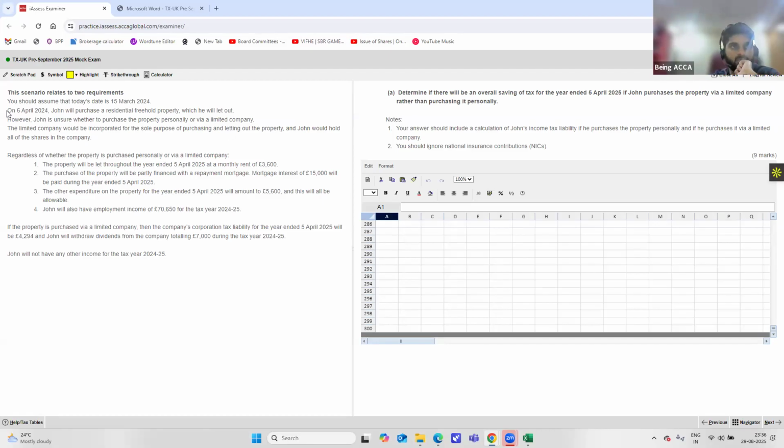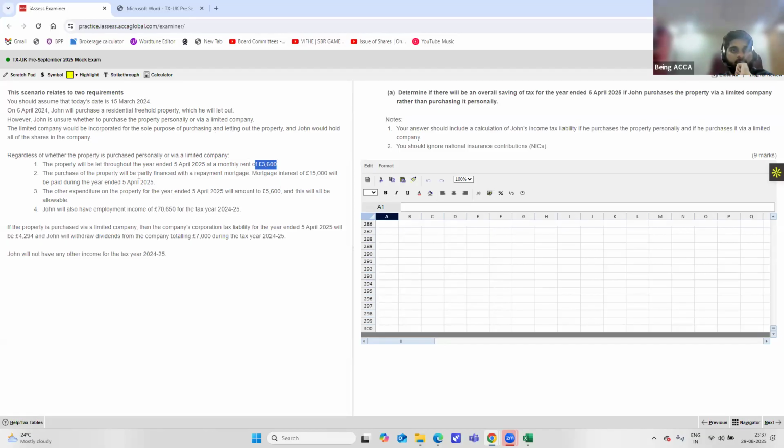Next, on 6th April 24, John will purchase a residential freehold property which he will let out. However, John is unsure whether to purchase the property personally or via a limited company. The limited company would be incorporated for the sole purpose of purchasing and letting out the property, and John would hold all of the shares in the company. The property will be let throughout the year at a monthly rent of 3,600. So here, 3,600 is your rent.